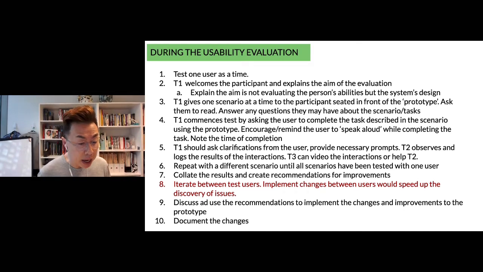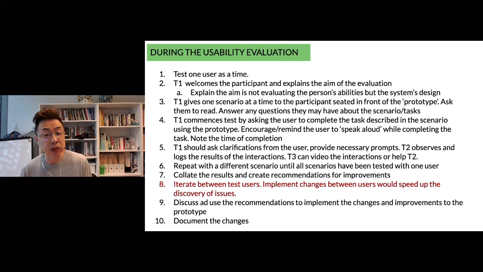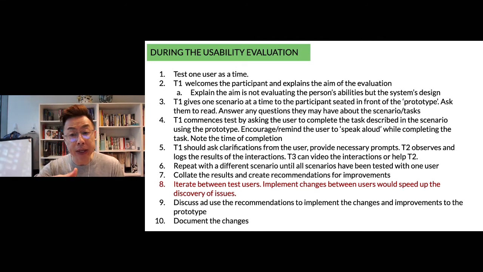Okay. Sometimes they might be quiet, and if a person is struggling, you will not need to intervene. You shouldn't intervene until you can see that they definitely have no way to move forward until something is done. So you might then help them, saying, okay, you need to click that button in order to move forward. So you do one scenario and then you do the next scenario. So repeat with different scenarios until all scenarios have been tested with one user. Then you collate the results.